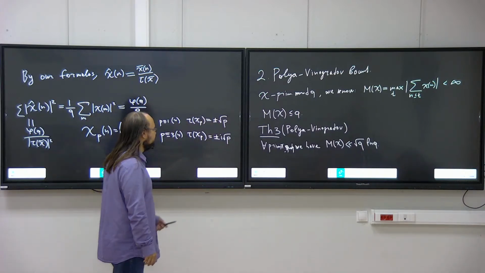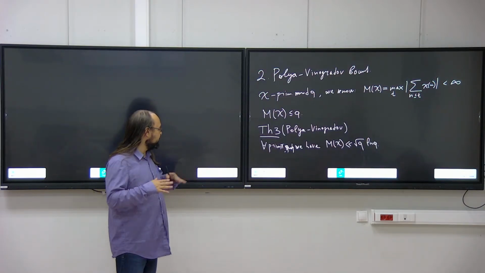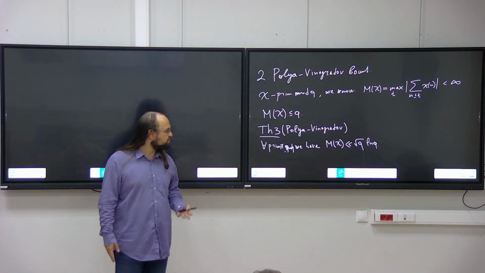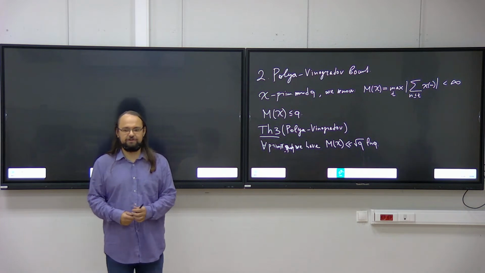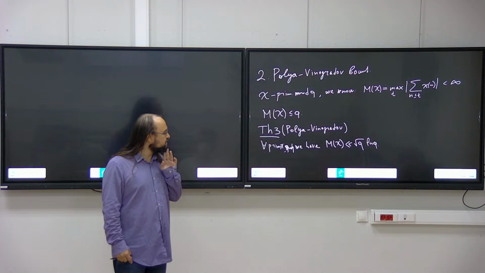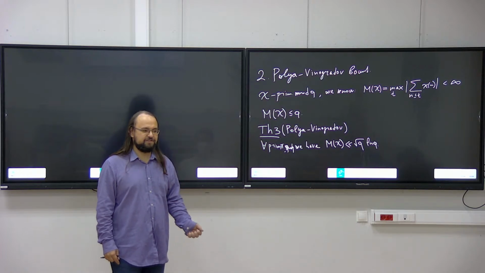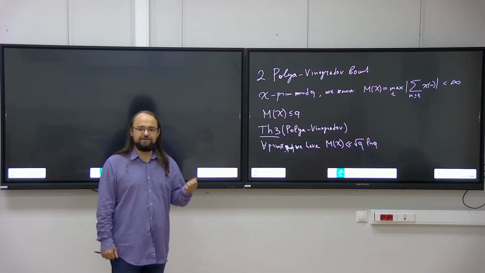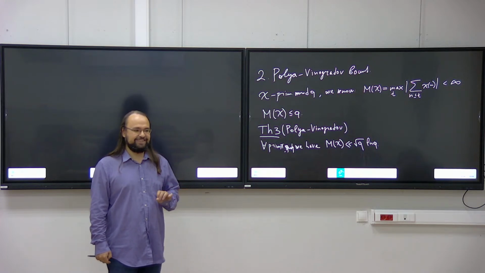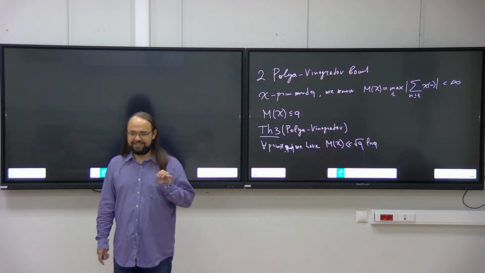So the sum of your character over any initial segment is at most square root of q multiplied by logarithm of q. As to the sharpness, it is known that if the generalized Riemann hypothesis is true, then you can replace square root of q log q by square root of q log log q. And it is known that this is unimprovable.